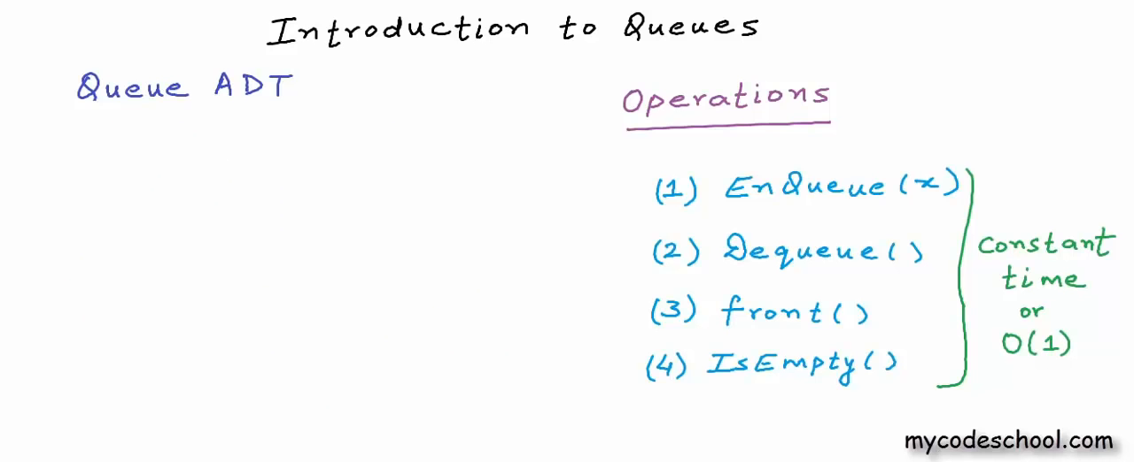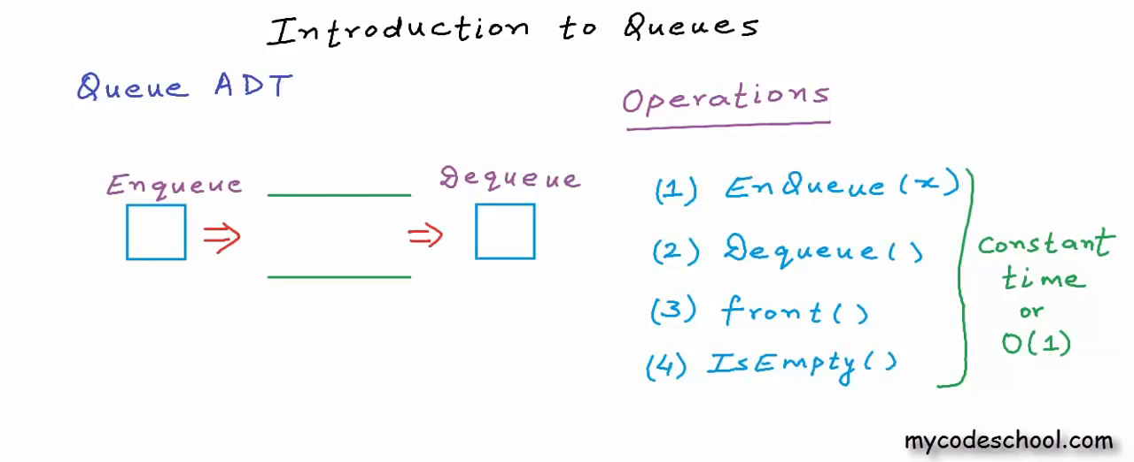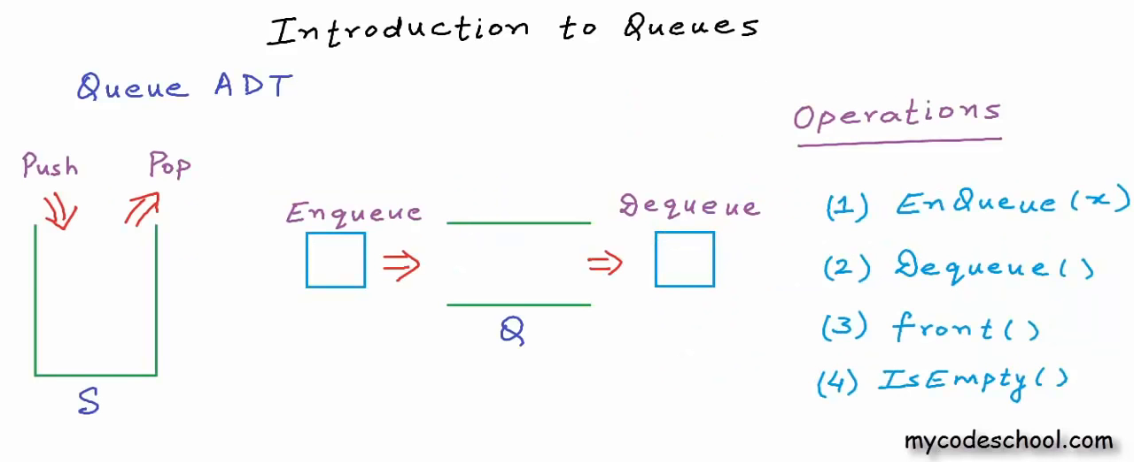Logically, a queue can be shown as a figure or container open from two sides. So an element can be inserted or enqueued from one side, and an element can be removed or dequeued from the other side. If you remember stack, we show a stack as a container open from one side. So an insertion, or what we call push in context of stack, and removal or pop, both must happen from the same side. In queue, insertion and removal should happen from different sides.